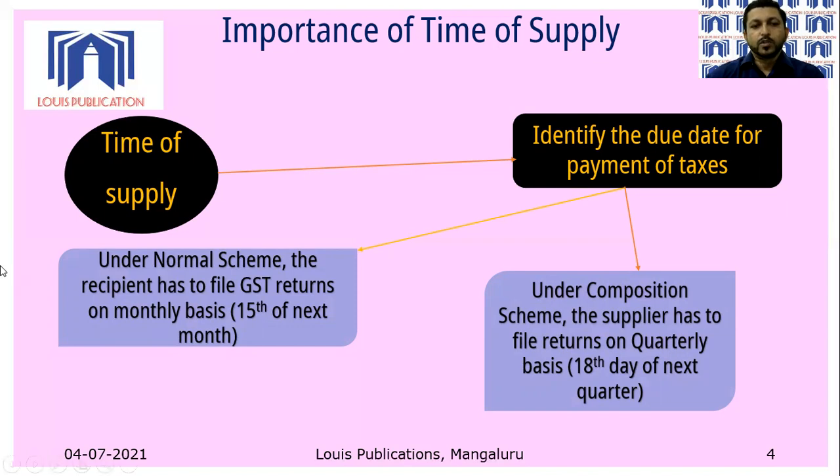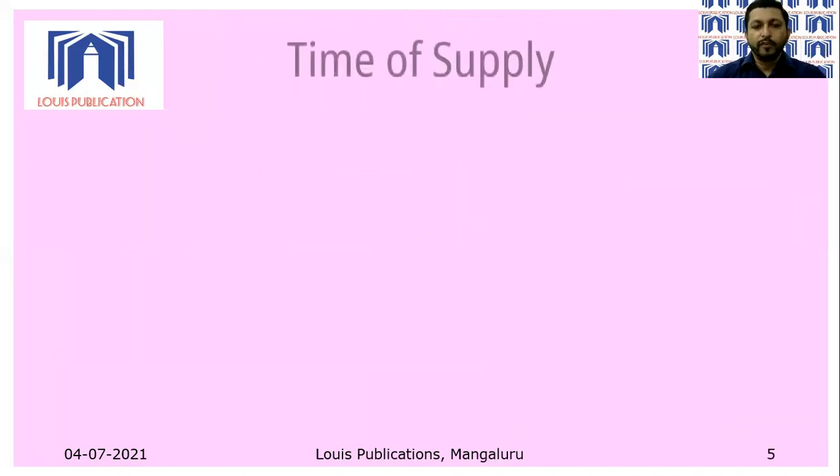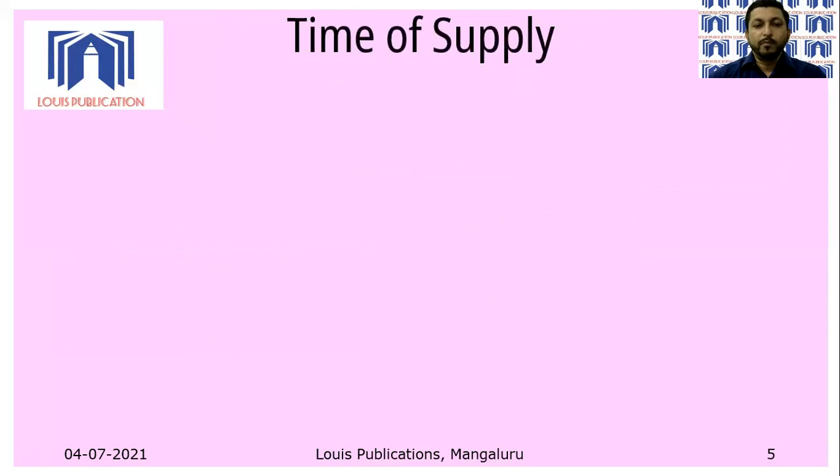So if we have to file such returns, whether under the normal scheme or the composition scheme, we have to identify the due date for payment of taxes. And that will be understood through the concept of time of supply. So time of supply is a critical aspect, or you can say one of the foundational aspects, of this concept of GST law. Moving further, this concept of time of supply can be understood in three modes.